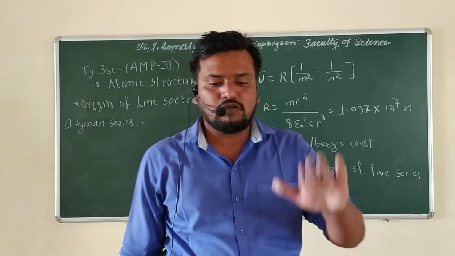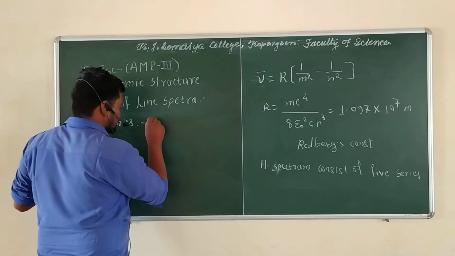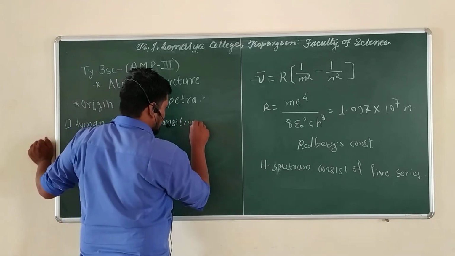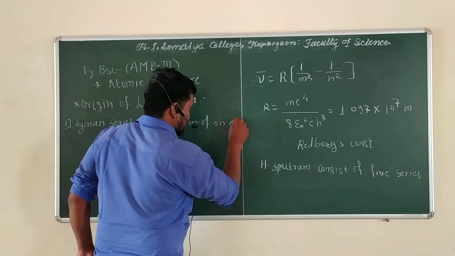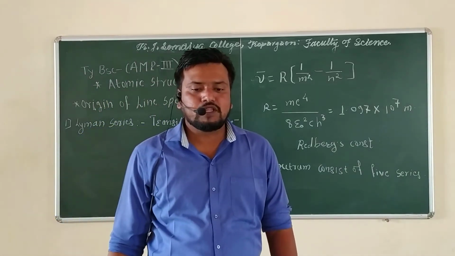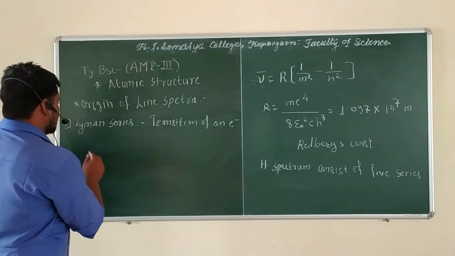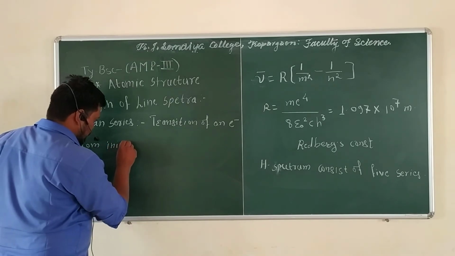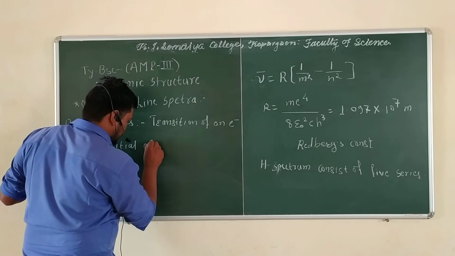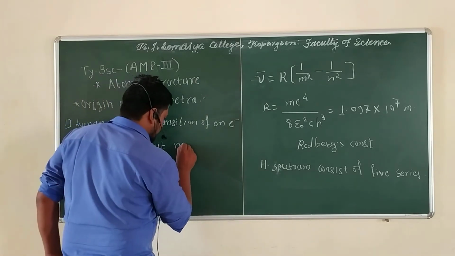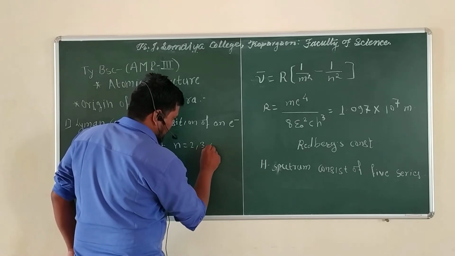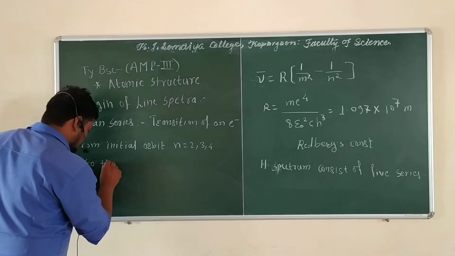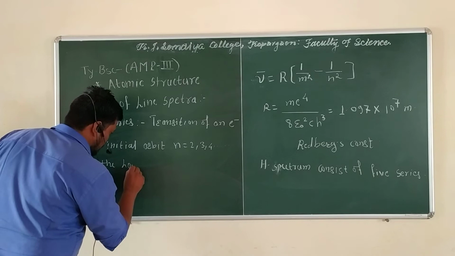So the transition of an electron from the initial orbit, n equal to 2, 3, 4, and so on, to the lower orbit.